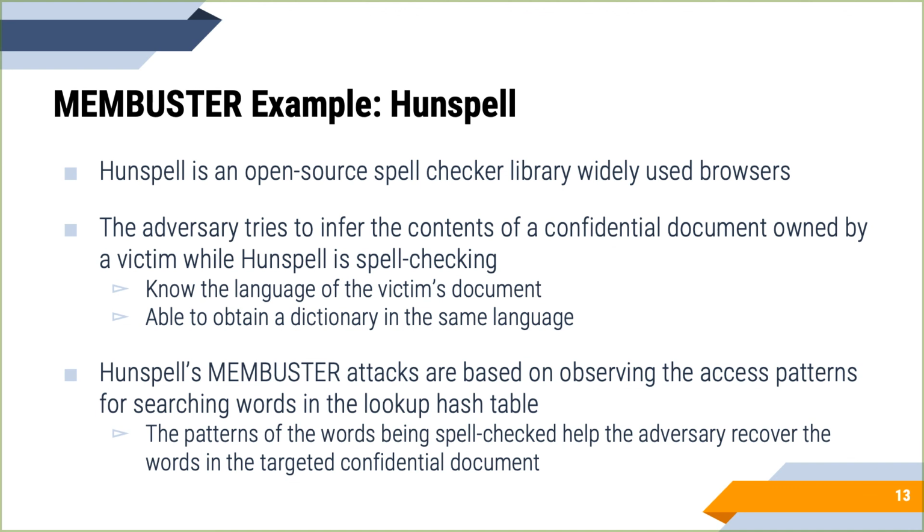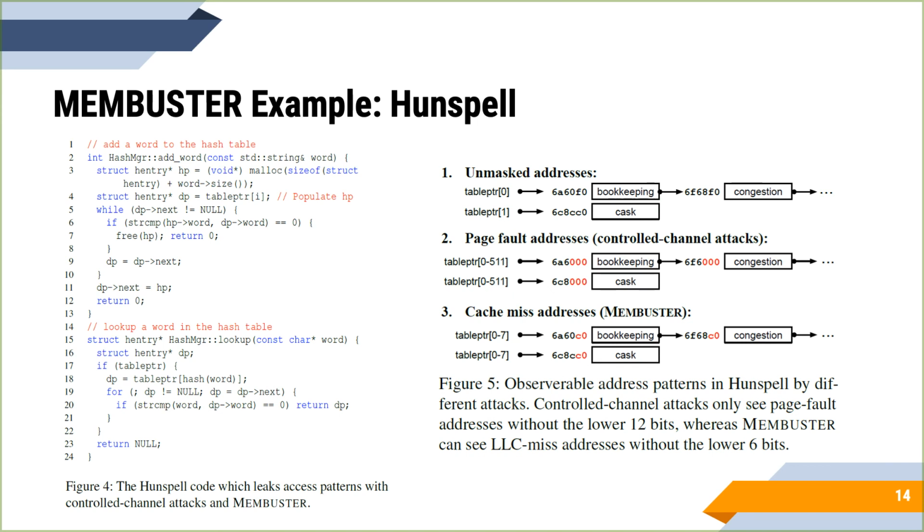And they're using two examples for MemBuster. The first one is Hunspell. This one is working on a spell checking service in the browser. Basically, what the adversary will do is try to get whatever document the victim is trying to spell check, by observing the spell checking process done by Hunspell. Hunspell has functions to add words into its hash table dictionary, and also to look up the words to do this spell checking process. Then the adversary can eventually end up with the patterns of how the spell checking is done for the user document, and then trace all these access patterns to figure out what possible contents the user is spell checking.